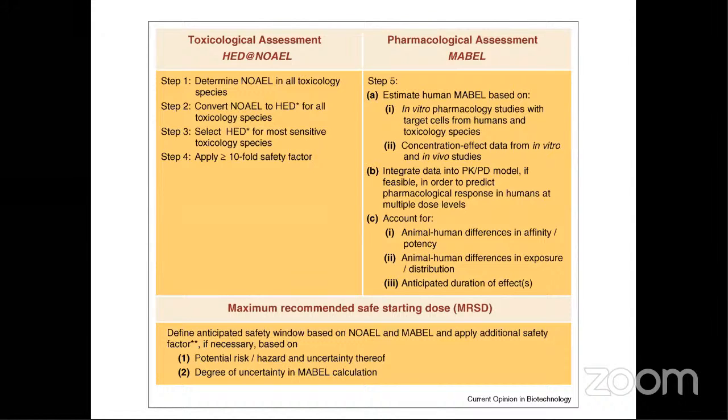So once the NOEL and the MABEL doses have been determined from toxicology and pharmacology studies, they are considered together in the selection of the maximal recommended starting dose, as shown in this slide here. The left-hand panel describes the assessment of the toxicology and the conversion of the NOEL to a human equivalent dose. And that goes by these steps.